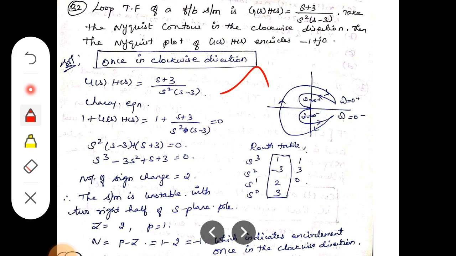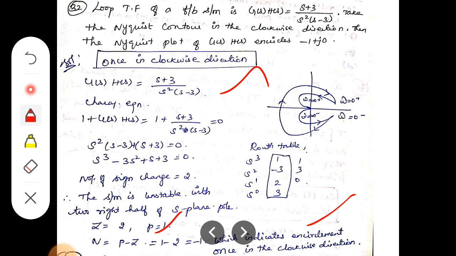So how many sign changes occur? Two, so Z is equal to 2. The number of poles is 1, so totally s power 3 has 3 poles, so P is equal to 1. We want the number of circles in the contour, so the formula is N is equal to P minus Z, where P is equal to 1, Z is equal to 2, and the final answer is minus 1.